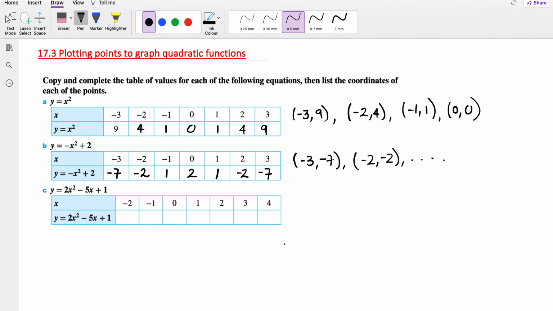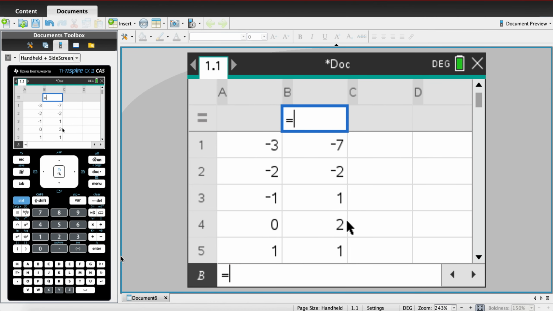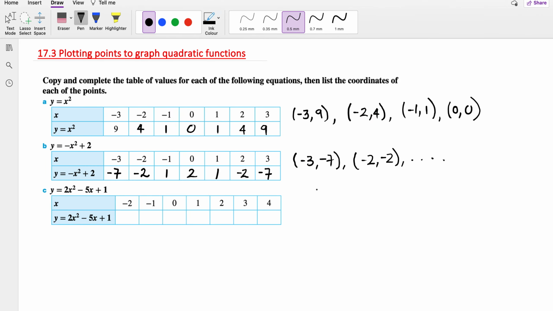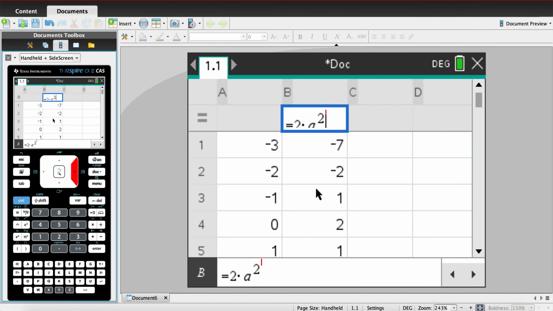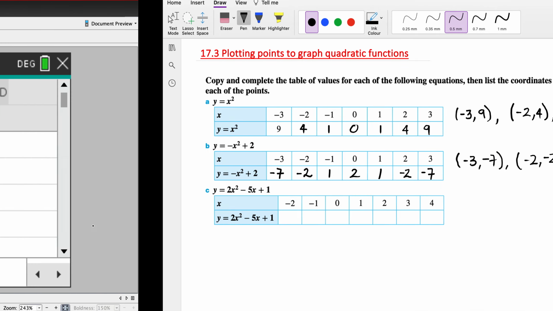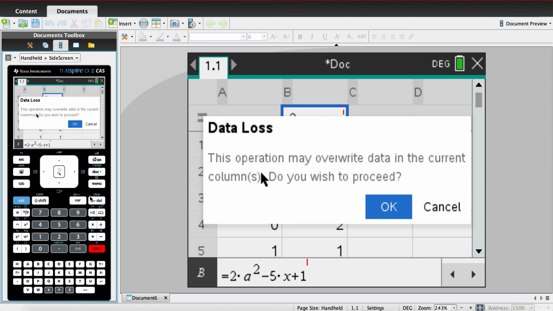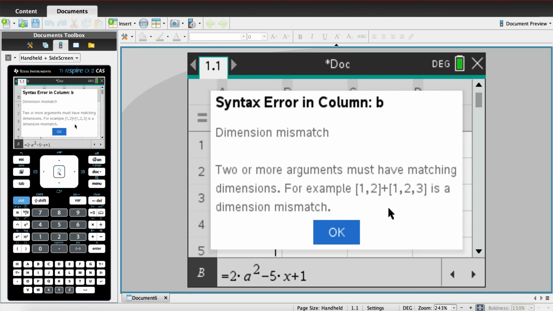What is the formula that I have to put? 2x squared. So I'm going to put 2 times, what is my x? My x is my column called A, squared, minus 5x, minus 5 times x, plus 1. Enter. Data loss, this is going to override your operation. Yes, that's okay. Dimensions mismatch. Two or more arguments must have matching dimensions.